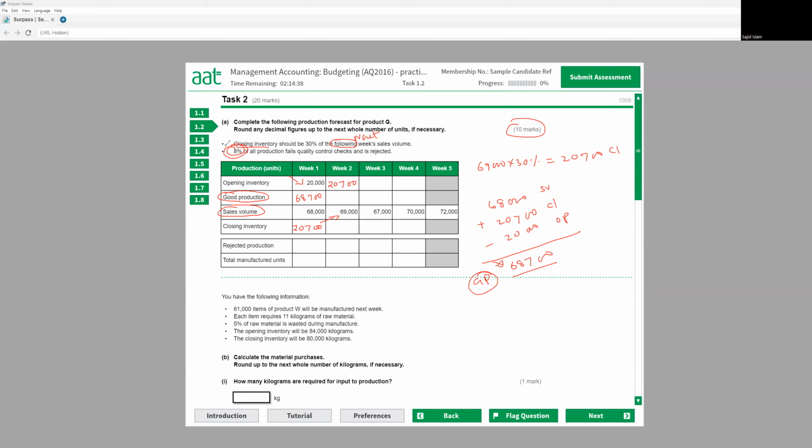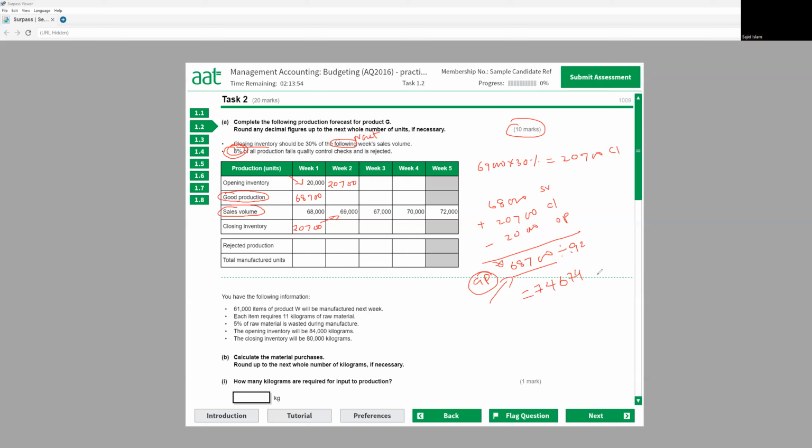If it is 8%, I have to divide by 0.92 so that I can see how much is the 100%. If it is 10% rejection, then we divide by 0.90. If it is 5%, then 0.95. It's very easy to gross it up that way. So 68,700 divided by 0.92 gives me 74,673.9, so 74,674. This is the number of units I have to produce.